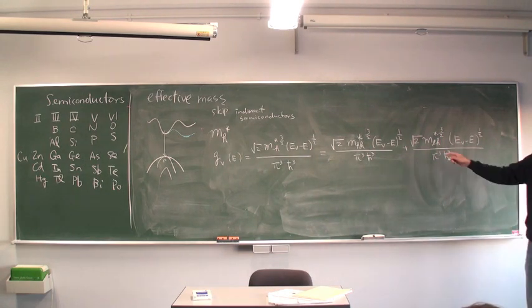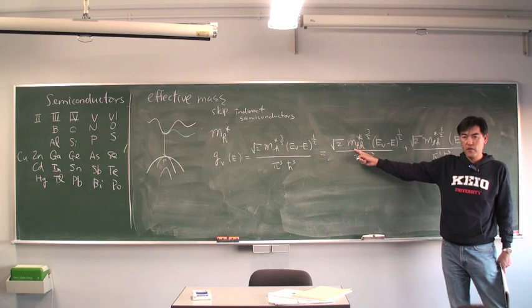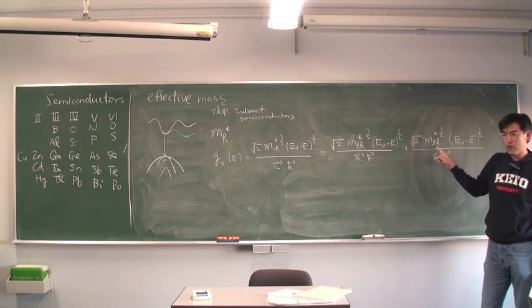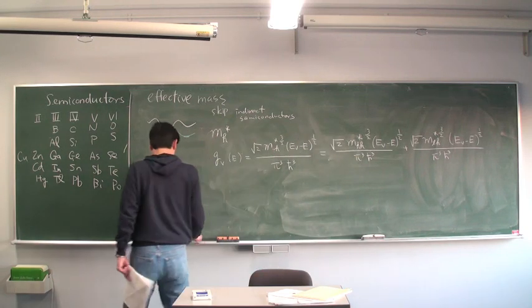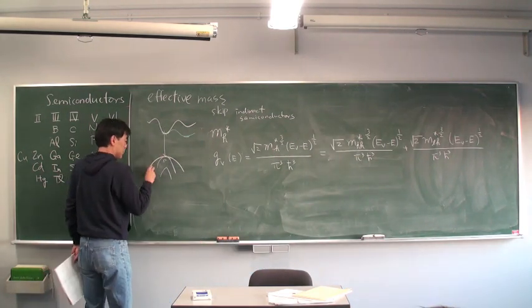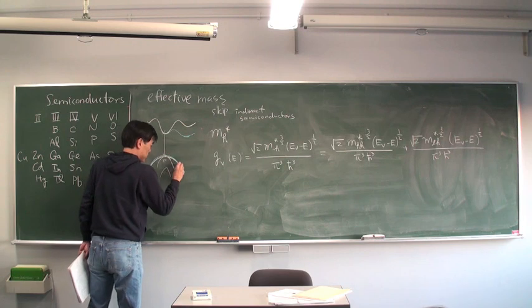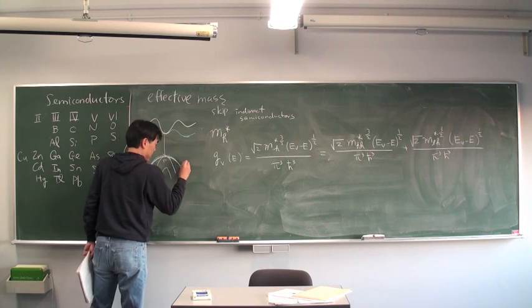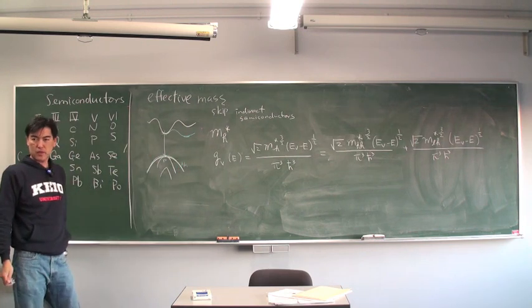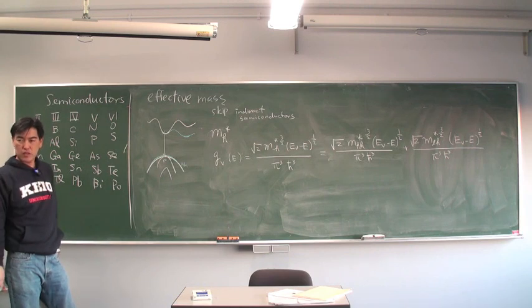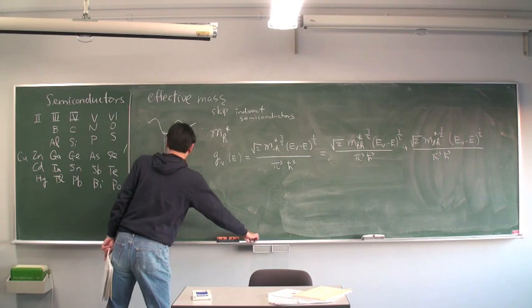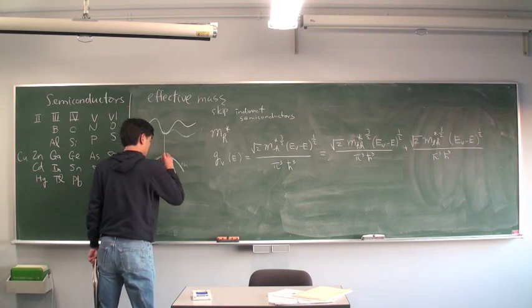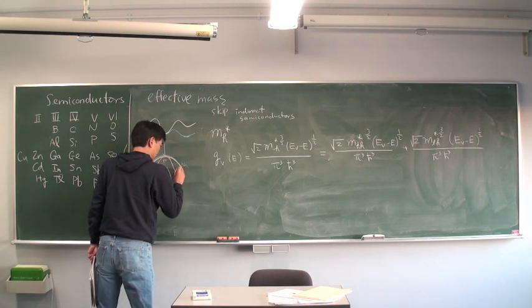Now I have two effective masses, heavy hole and light hole. What do I mean by that? This is the heavy hole band. Its curvature is large. Then the curvature is larger than this light hole band.